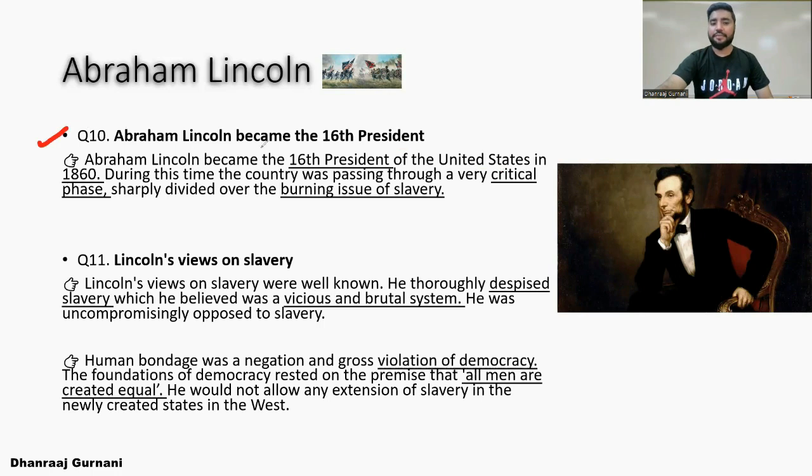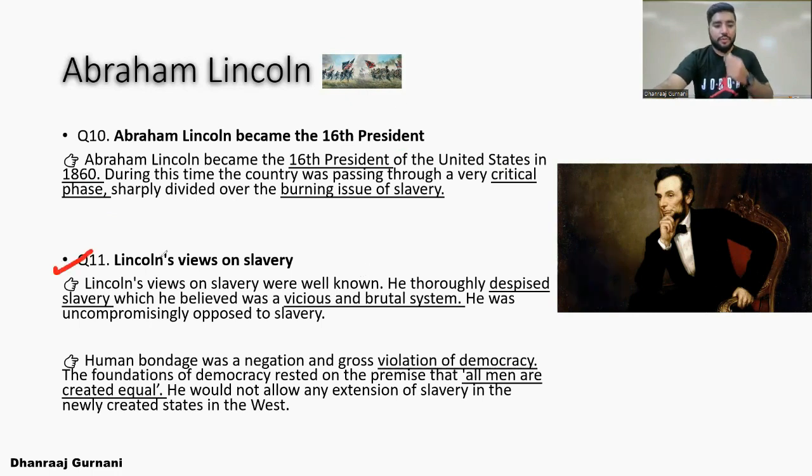Question 10, Abraham Lincoln became the 16th president of the US, that is United States, in 1860. Now, when he became president, the country was passing through a very crucial phase. And what was this crucial phase? It was sharply divided over the burning issue of slavery, where the northern states had abolished slavery. Southern states said we needed slavery.